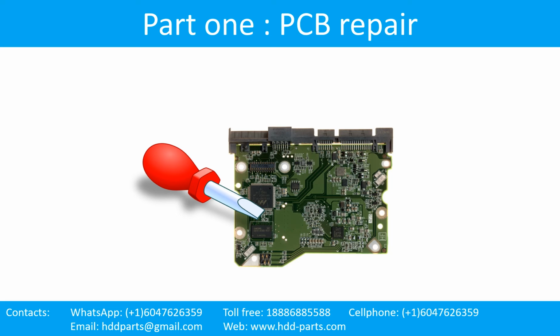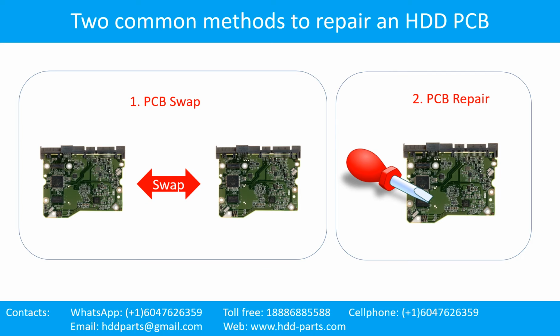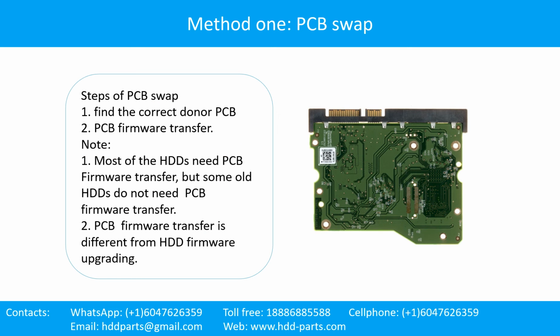Part 1. Printed circuit board repair. Two common methods to repair a hard drive printed circuit board: 1. PCB swap. 2. PCB repair. The hard drive printed circuit board repair. Method 1. PCB swap. Steps of PCB swap.